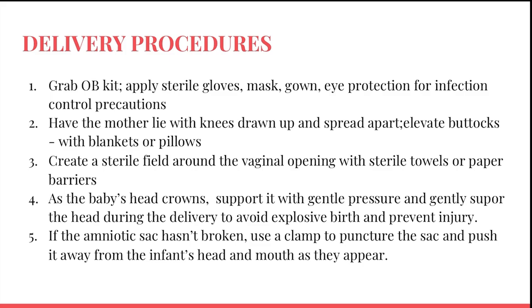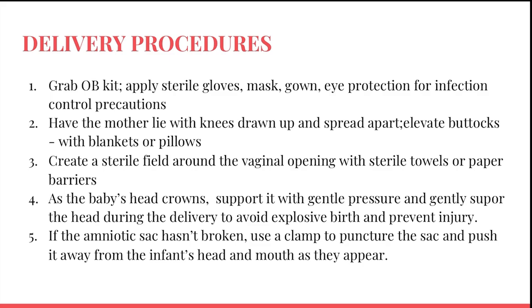Alright. So delivery procedures. Number 1 is that we're going to grab the OB kit. We're going to apply our sterile gloves, a mask, gown, and eye protection for infection control precautions because of bloodborne pathogens. We're going to have the mother lie with her knees drawn up and spread apart. We're going to try to elevate her buttocks with blankets or pillows if we can. We're going to create a sterile field around the vaginal opening with sterile towels or paper barriers.